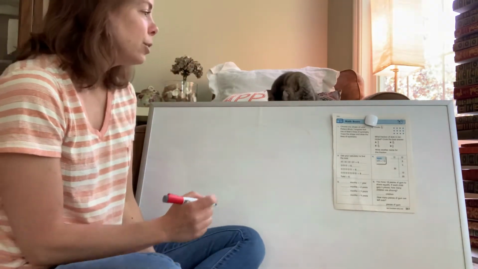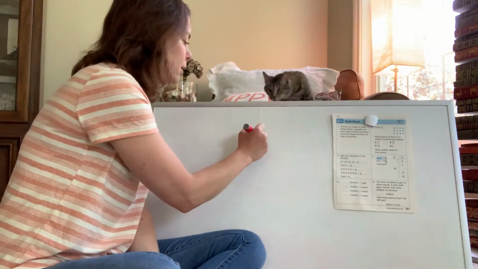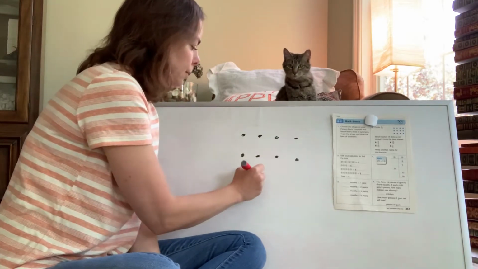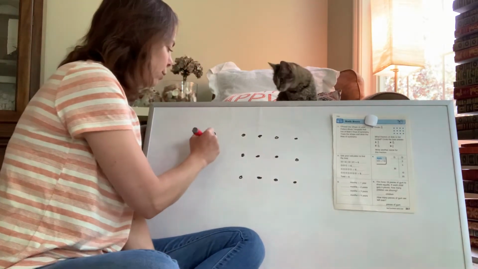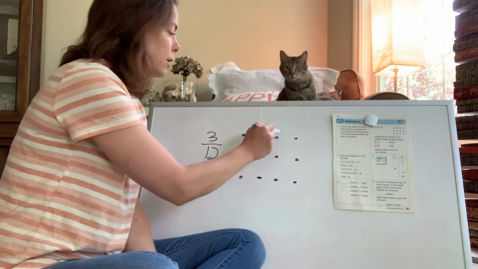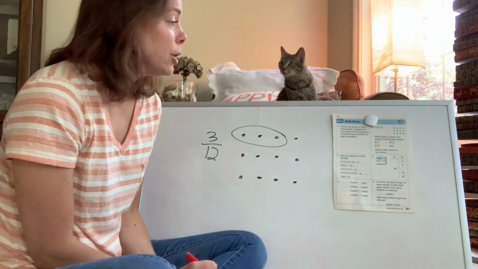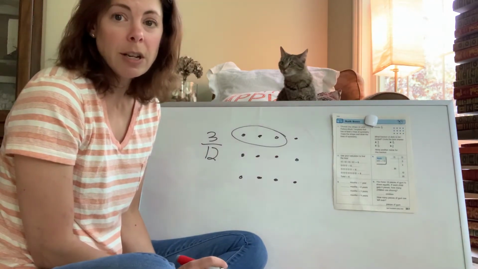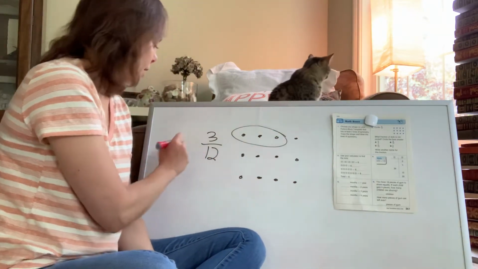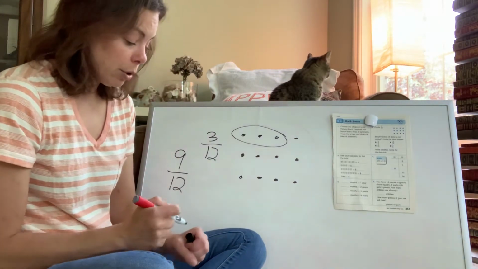All right, so number 2 says circle 3/12 of the blue dots. So let's make the 12 blue dots. And we know when it says 3/12 that 12 is the total number, so we have 12 dots. We're going to circle 3. That's 3/12. But the question is, what fraction of dots is not circled? 1, 2, 3, 4, 5, 6, 7, 8, 9. So 9/12 are not circled. So you're going to circle 9/12.